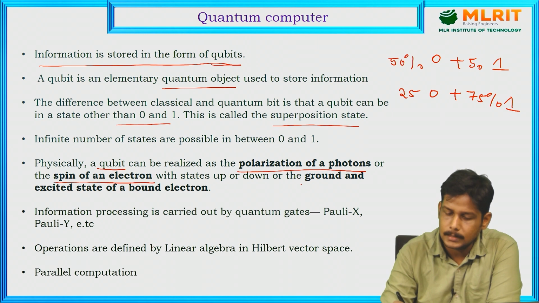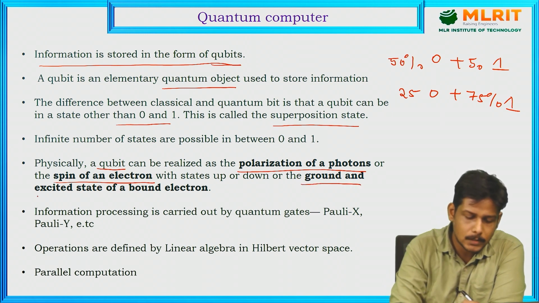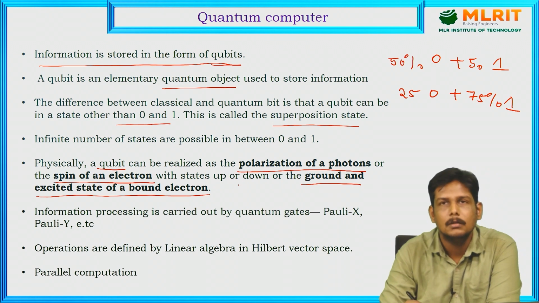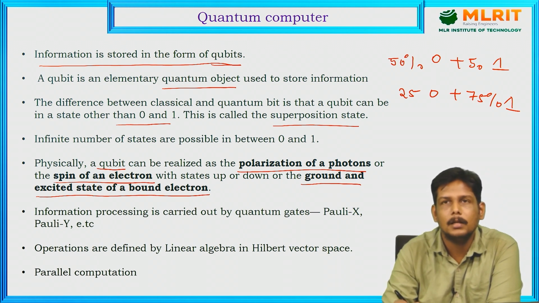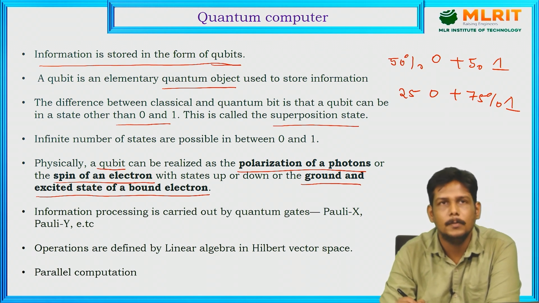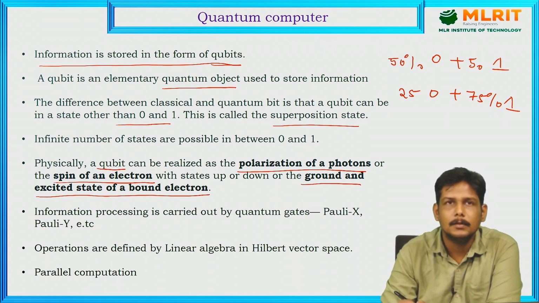As a third example, the ground and first excited state of a bound electron. The bound electron can be in a ground level or in an excited level. We call it a 0 state and a 1 state. In between, wherever this electron possesses energies, we get a probabilistic nature. So we call it a qubit. For maintaining these qubits physically, we require very low temperature and very sophisticated setups. That is why these quantum computers are costly, and we can't see them in nearby places.